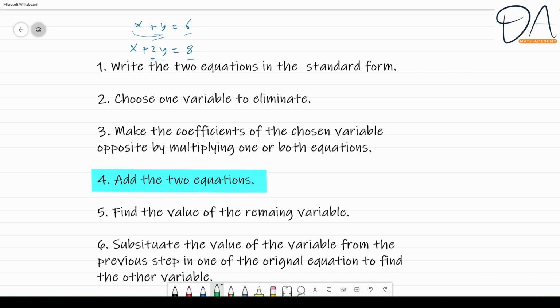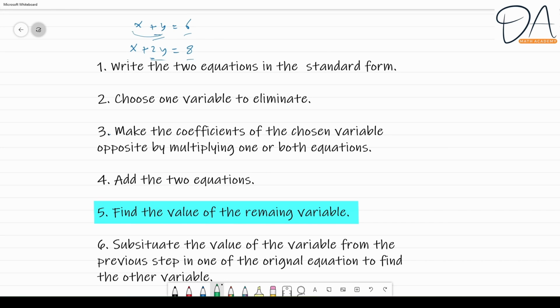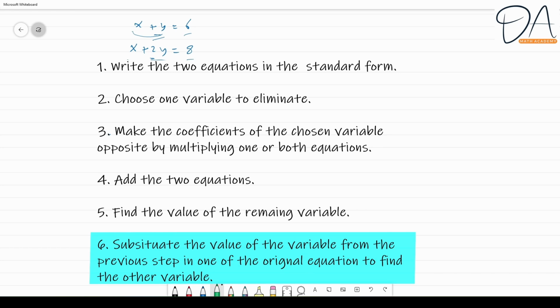After that, you will add the two equations, and this essentially will cancel one of the two variables, and you will remain with only one variable. Then you will find the value of that remaining variable from the equation that you get after adding the two original equations. Once you find that variable, let's say you find y, then you go and find the value of x. This is simply done by substituting the value of y that you found into one of the original equations. And that will give you the values for x and y.